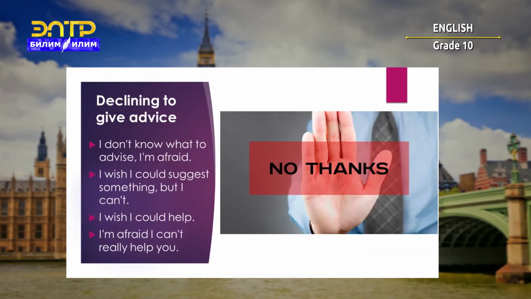If we can't give advice in some kinds of situations and just have no idea how to act, we can decline giving advice. For example, I don't know what to advise. I'm afraid I wish I could suggest something, but I can't. I wish I could help. I'm afraid I can't really help you.